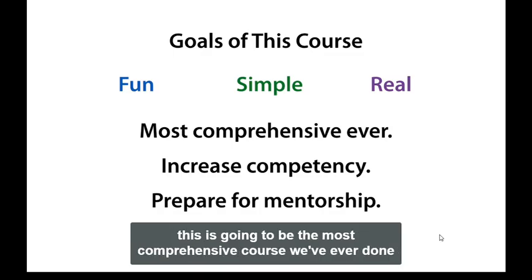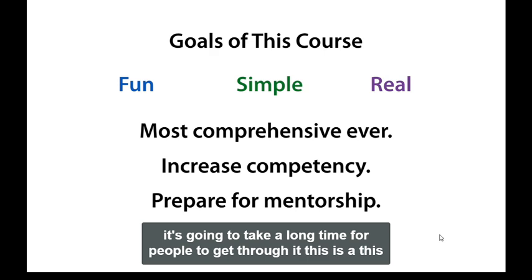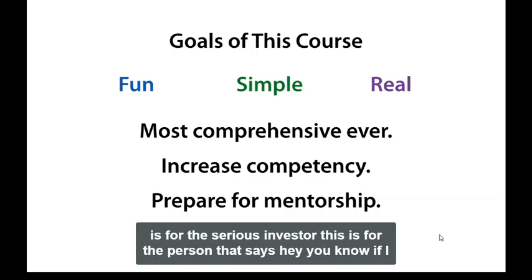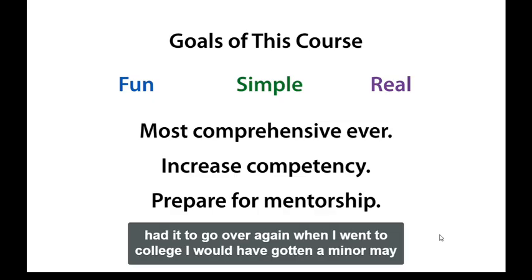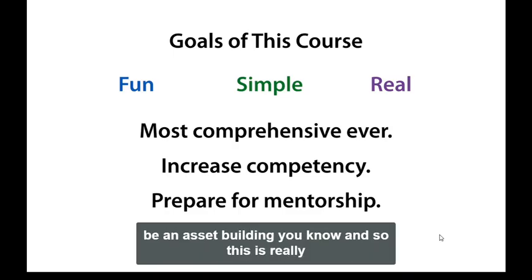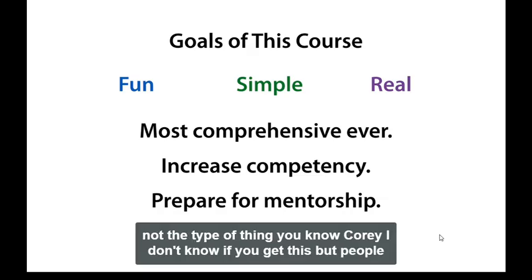And this is going to be the most comprehensive course we've ever done. It's going to take a long time for people to get through it. This is for the serious investor. This is for the person that says, hey, if I had it to do over again, when I went to college, I would have gotten a minor maybe in asset building.